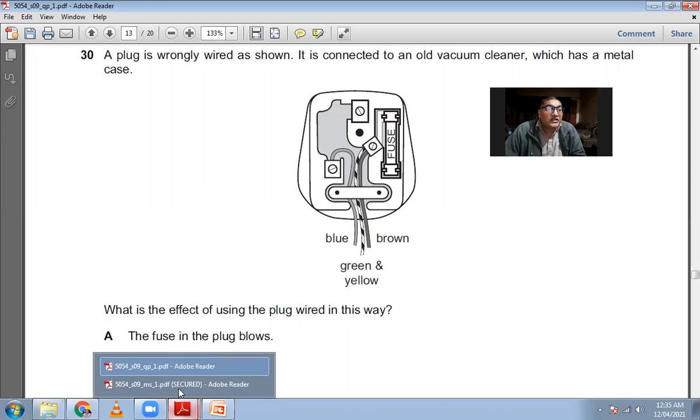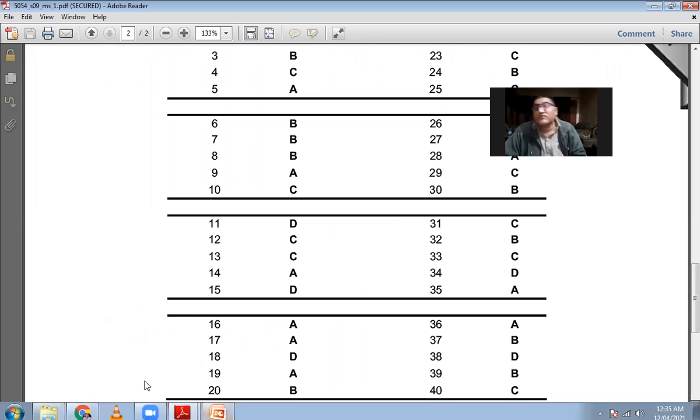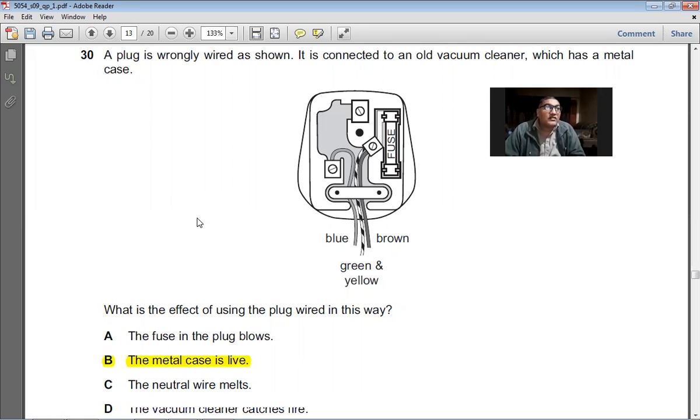That's question number 30. Let's check. B is the right option. Question 30, B is the right option. So we are on question number 30.